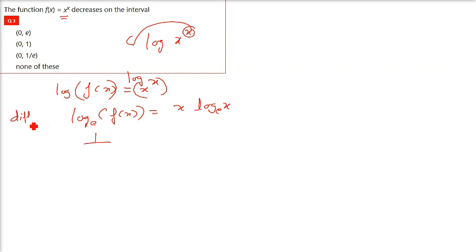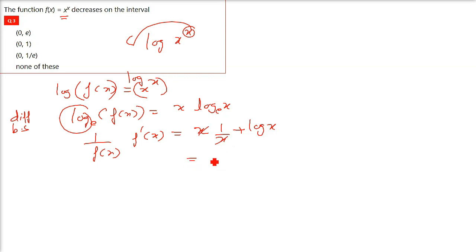I'm differentiating both the sides. So it is going to be 1 by f(x). Now the differentiation of f(x) is going to be f dash x. Log, whatever it is there, it will be 1 by that thing, and then differentiation of that thing. How about x log x? x log x is 1 by x, plus this is log x. Differentiation of x is going to be 1.